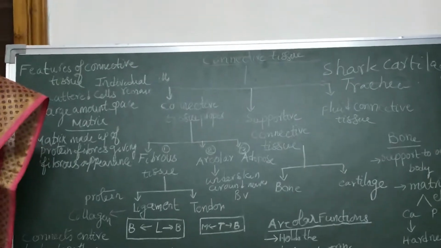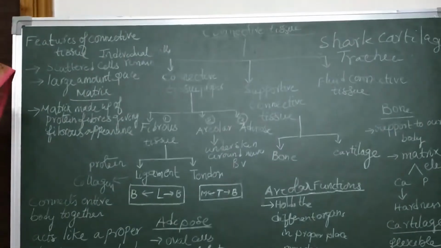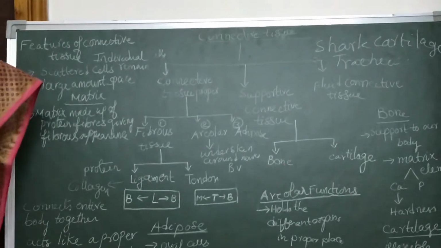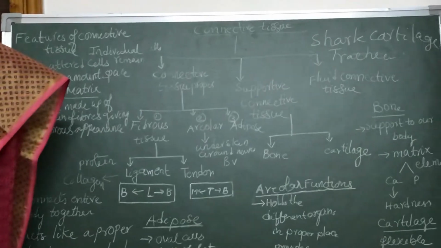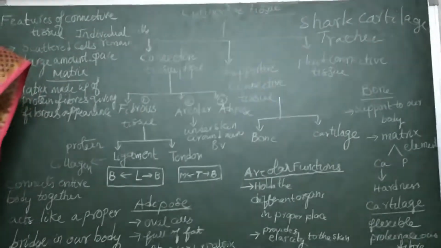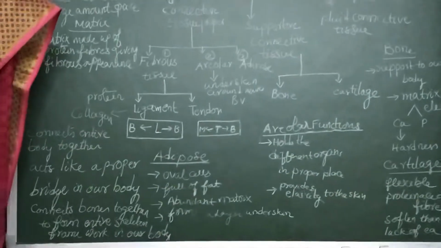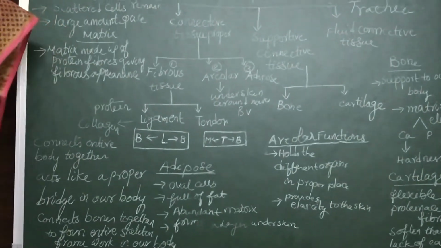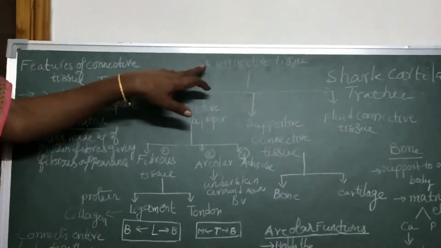Epithelial tissue forms the skin, and it is of different types based on shape and function, like squamous epithelial tissue, stratified squamous epithelial tissue, columnar epithelial tissue, ciliated epithelial tissue, and cuboidal epithelial tissue. Today let us discuss another animal tissue called connective tissue.